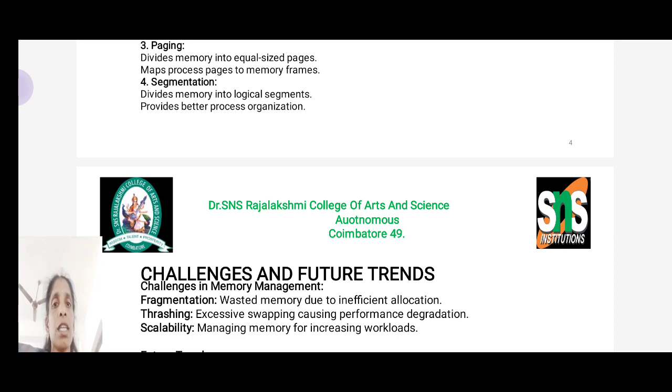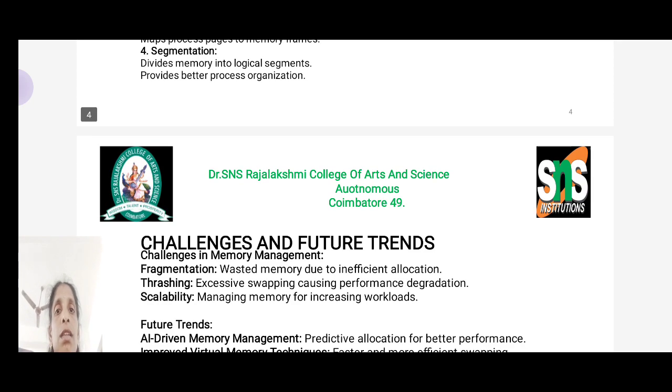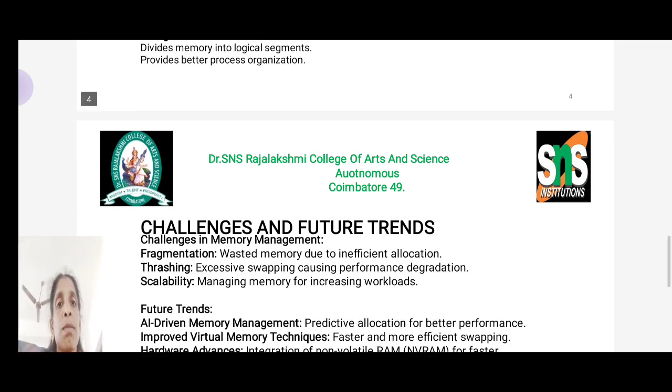And then thrashing is another challenge of memory management techniques. During thrashing, excessive swapping causes performance degradation. And then scalability: managing memory for increasing workloads. It provides low scalability in that memory management technique.